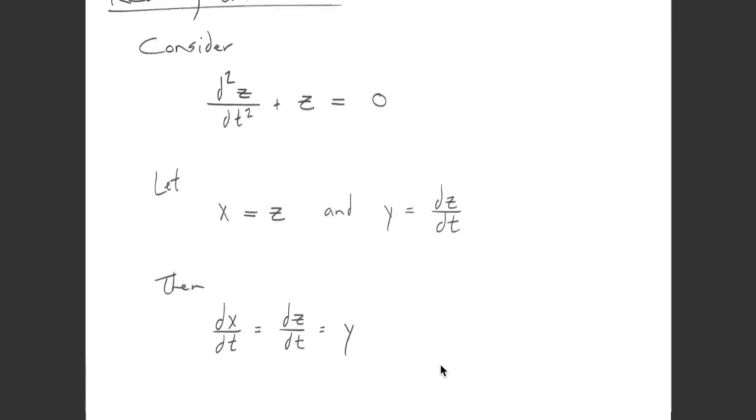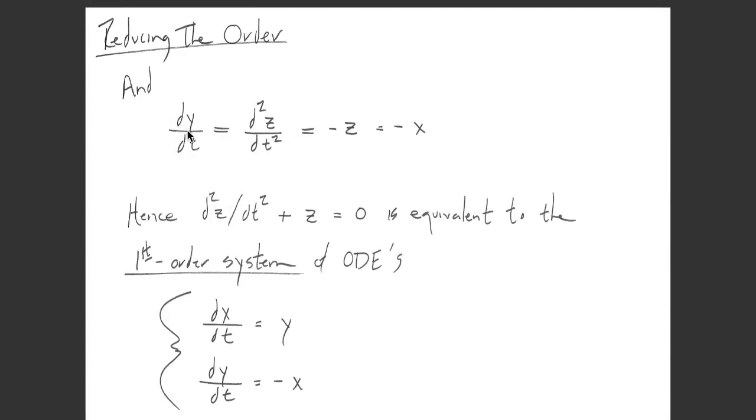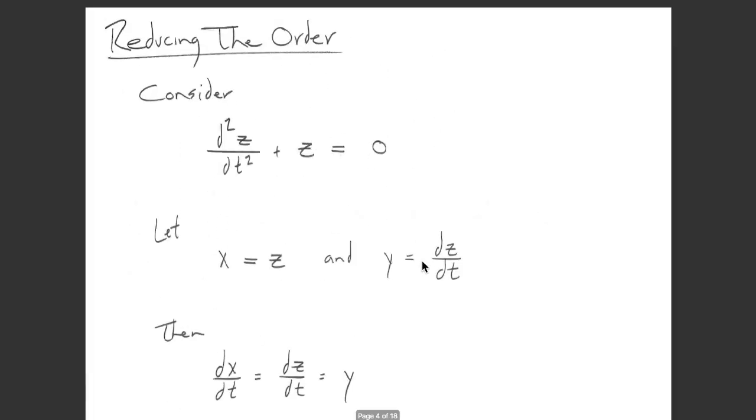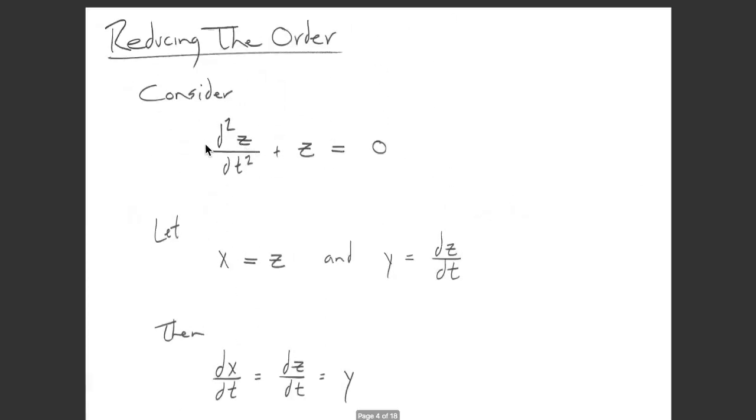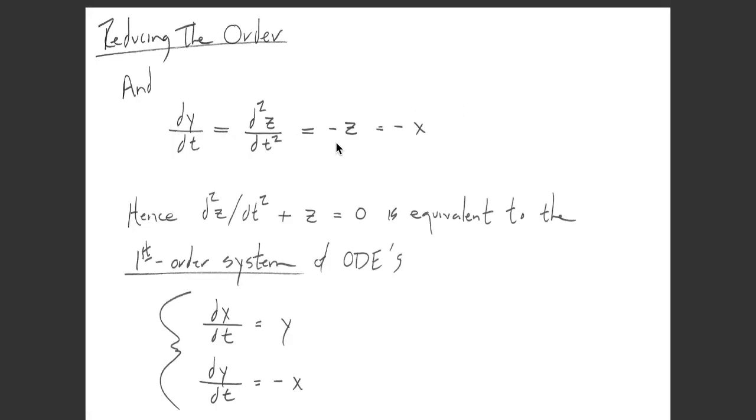Okay, so let's look at y now. What about dy dt? Well, remember, y was dz dt, so the derivative of y will be the second derivative of z, and that's what I'm saying right here. Okay, what's the second derivative of z? Well, go back to the original equation and solve for that second derivative of z. The second derivative of z would just be negative z from that original equation. So that's where that comes from. But of course, z was equal to x, and so negative z is equal to negative x. So dy dt is equal to negative x.